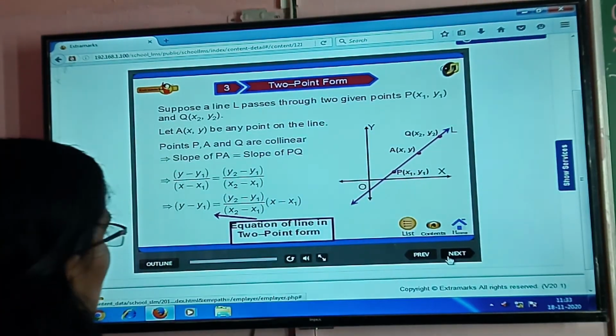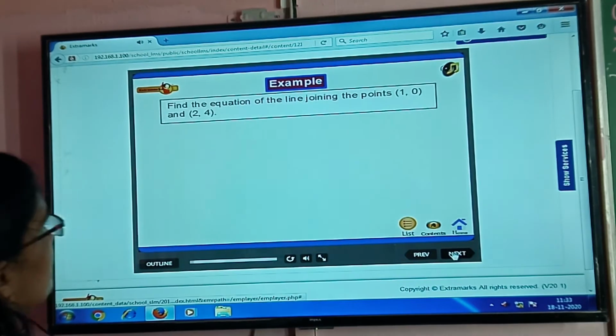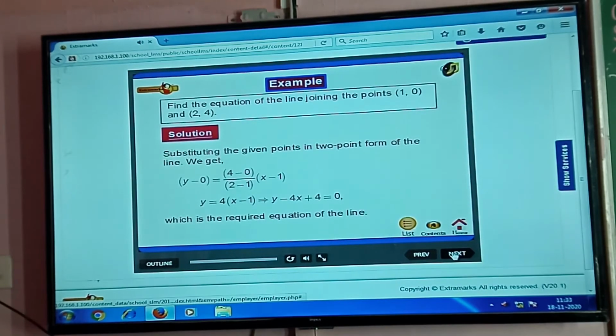Before the next section, sometimes we have a problem here. Let us take an example. Find the equation of the line joining the points (1, 0) and (2, 4). Solution: substituting the given points in the two-point form of the line, we get the following expression, which on simplifying gives the required line. The equation of the required line is y minus 4x plus 4 is equal to 0. Let us now study the slope-intercept form of the equation.